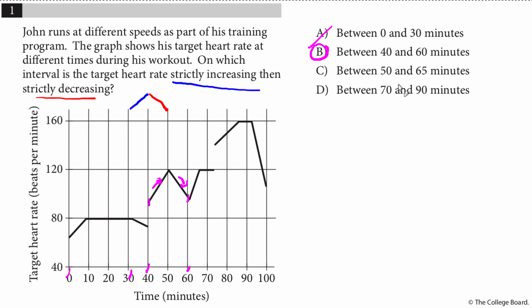Between 50 and 65 minutes, I have this other case where it starts decreasing, then increasing. And finally, 70 to 90 minutes, it is constant, has a jump, then is increasing, then is constant again. So it doesn't have this strict increase, strict decrease. And strictly increasing means that I will not allow it to be constant.